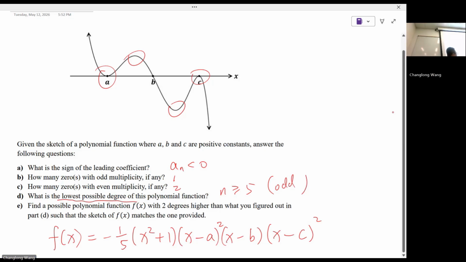Now, if you don't like it, let's forget about that. All right. So let's say it's just -1/5 times (x minus a) squared times (x minus b) times (x minus c) squared. Will that work out when it comes to the end behavior, the multiplicities of the zeros, or however many zeros we're supposed to have?